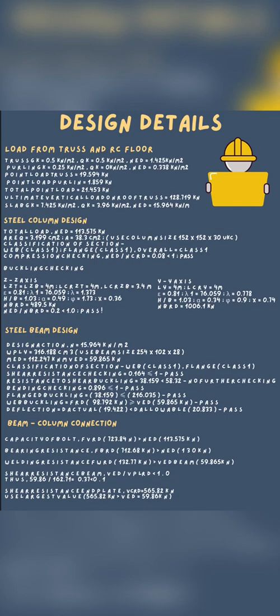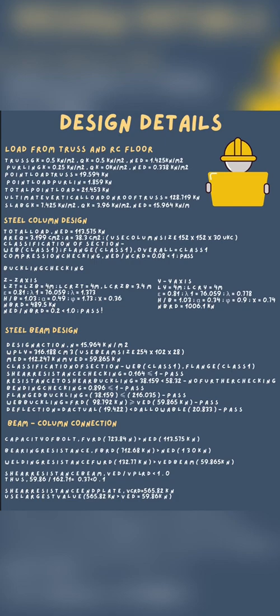For calculating the steel column design, we need to determine the total load, which is the NED. The NED that we get is 113.575 kN. The area required is 3.199 cm², and the area is 38.3 cm². From the UKC, we use the column size of 152 times 152 times 30.